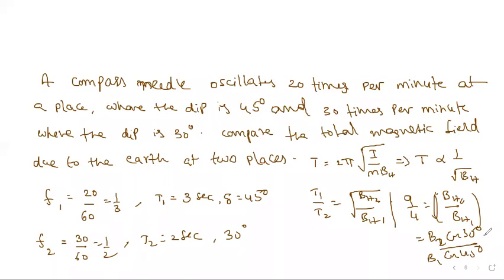How much will it be then? Cos 30 will be root 3 by 2. Cos 45 will be 1 by root 2. Root 3 by 2 by 1 by root 2. That will be root over 3 by 2. Okay. Now, 9 by 4 is equal to root 3 by root 2 into B2 by B1. But they're asking us to calculate only B1 by B2, no?